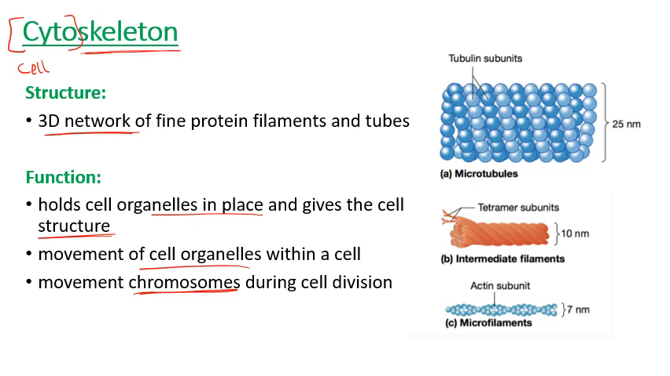There are 3 different types of proteins that make up the cytoskeleton. There's microtubules, which are the big ones, intermediate filaments, and microfilaments, which are the small ones.